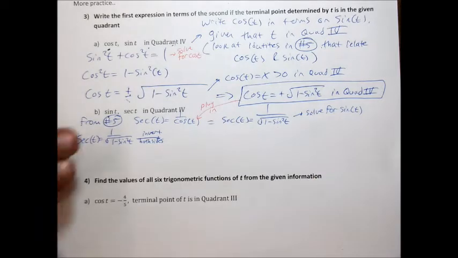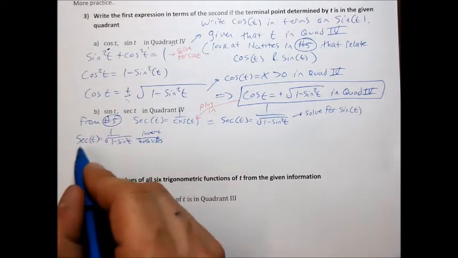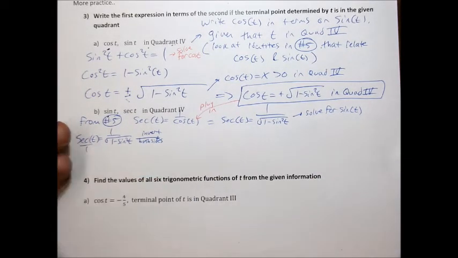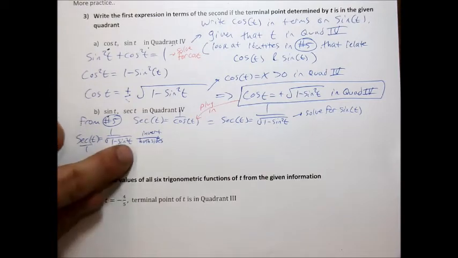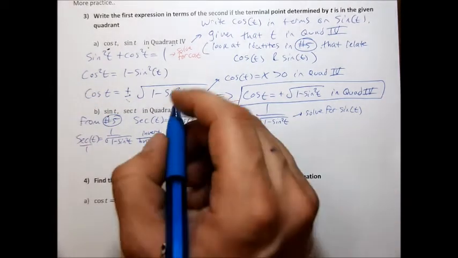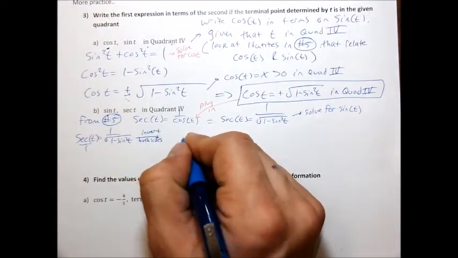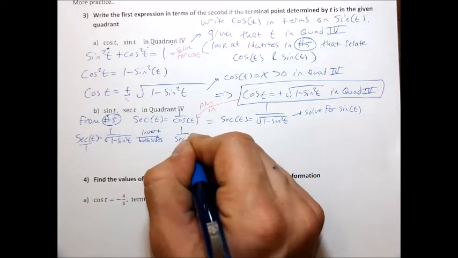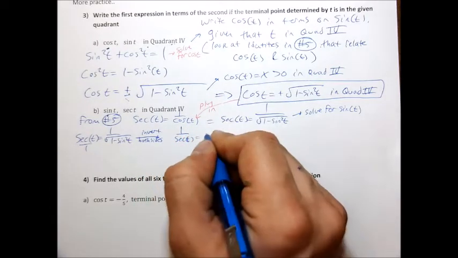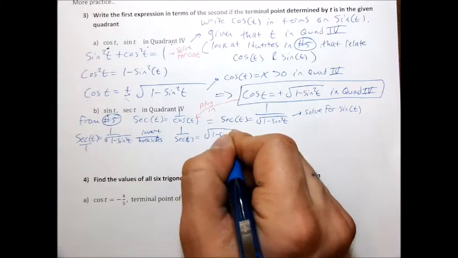So I'm going to flip both sides upside down. So this is like a secant over 1, right? And so I'm going to flip the secant over 1, and I'm going to flip the 1 over square root. I'm going to flip both sides. And we'll get 1 over secant equals square root of 1 minus sine squared.